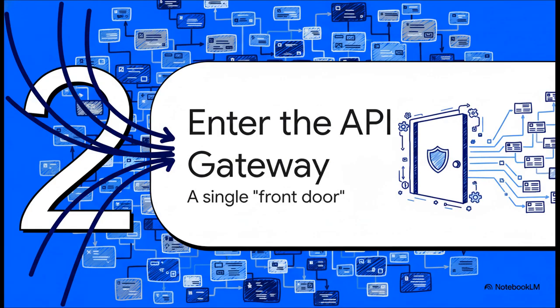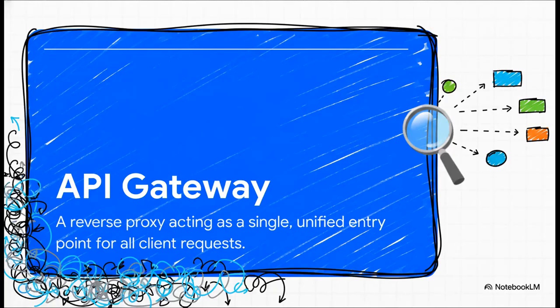And this is where the API gateway makes its grand entrance. It is a really elegant solution designed to fix this exact problem. Instead of having hundreds of different doors into that chaotic market, it gives you one single, well-managed front door for your entire system. So what is it really?